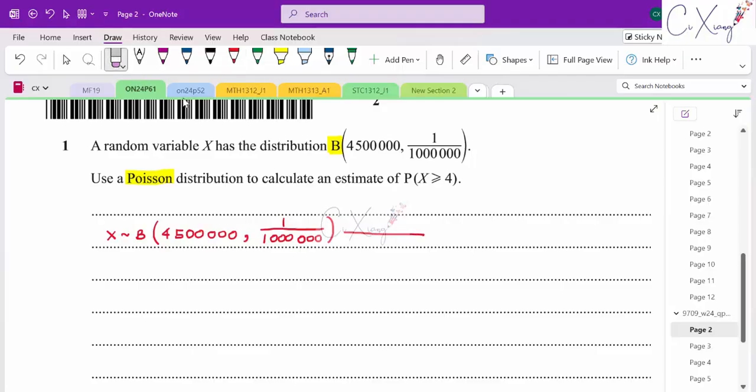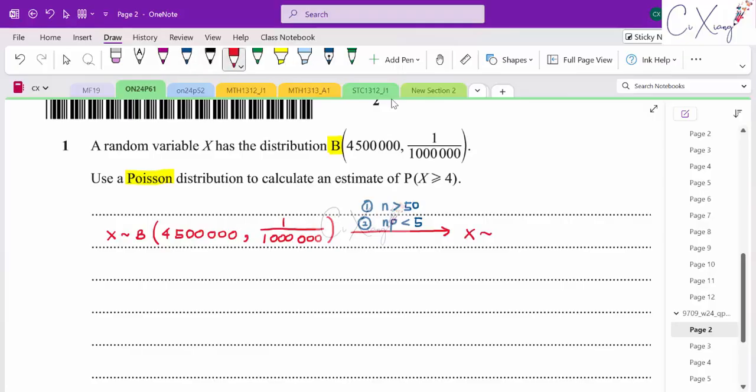So for your information, just in case you want to know why we can change a binomial distribution to a Poisson distribution: we can do this when it fulfills the conditions here. The first one is that n must be large enough, which is greater than 50. And the second condition is that you have to make sure that n times p is smaller than 5. So these are the two conditions that must be fulfilled by a binomial distribution. Only then can you change it to Poisson.